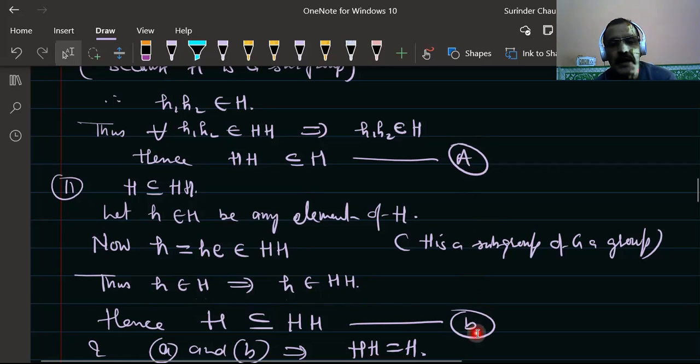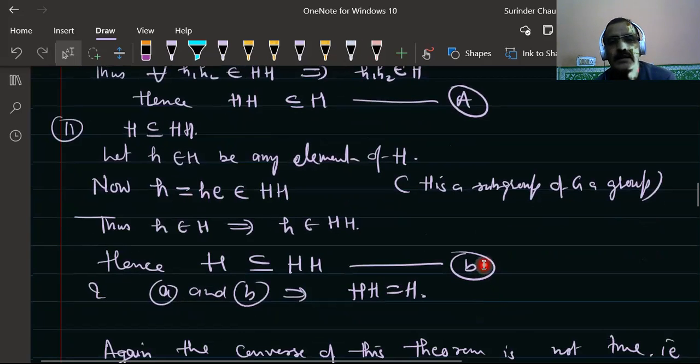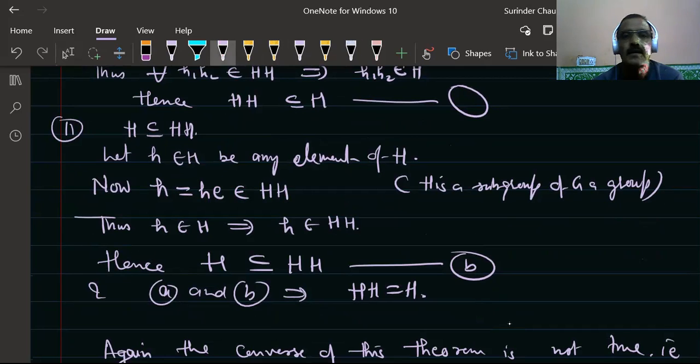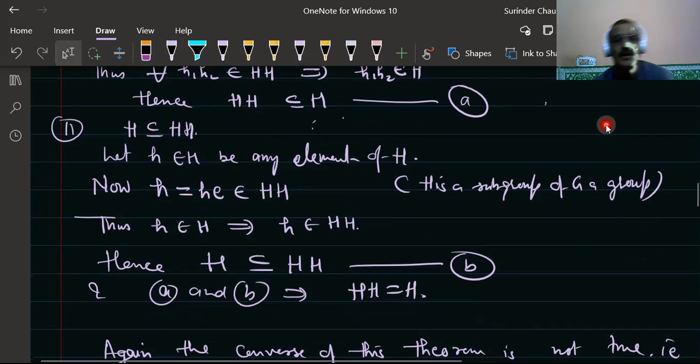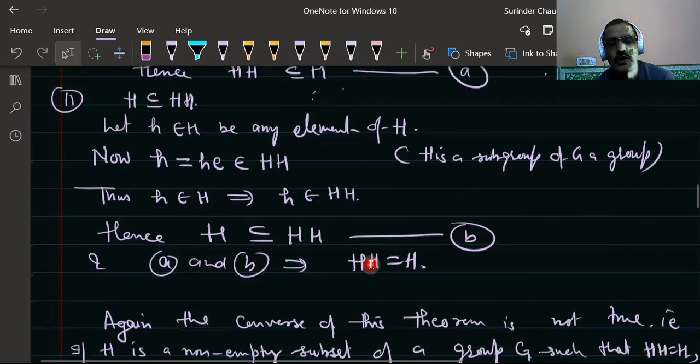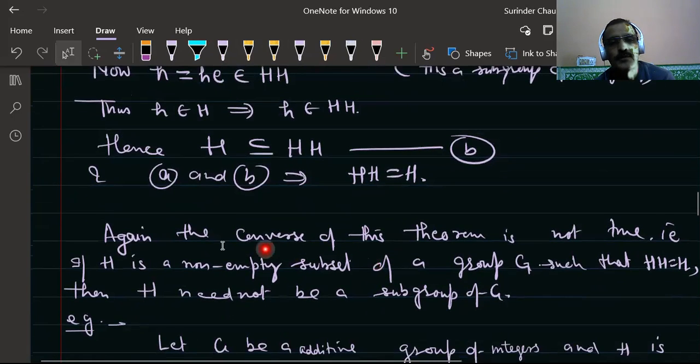So A and B imply H into H is equal to H.